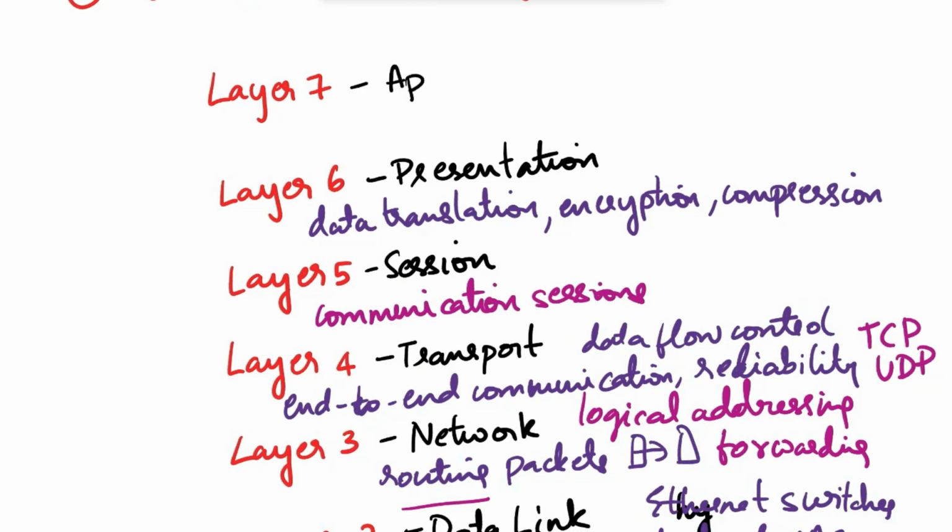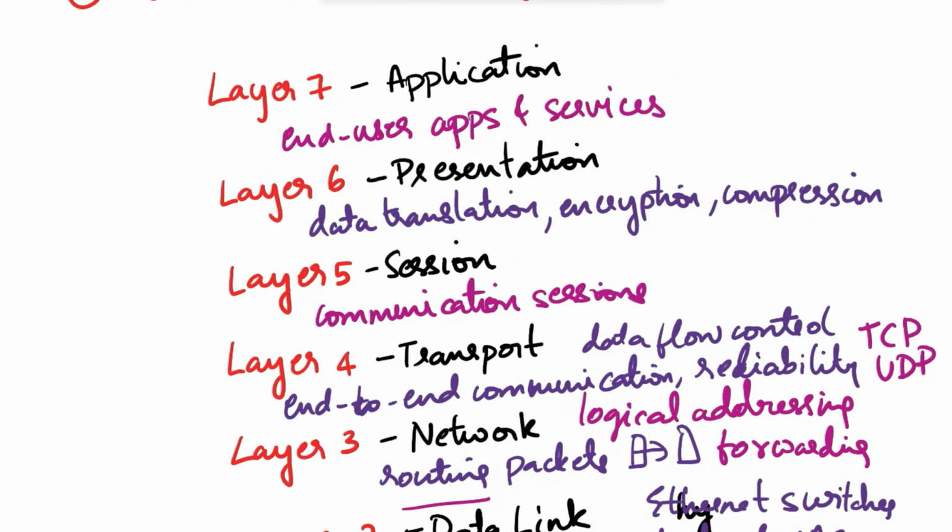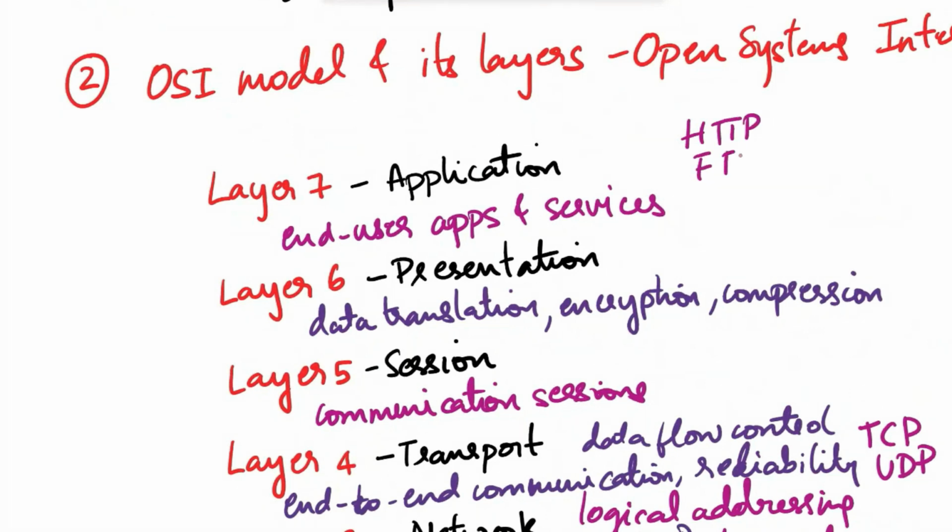Next is the application layer, which is the seventh layer, the topmost one. This interacts directly with the end user applications and services. It provides a user interface and services for applications, allowing them to interact with the network. Protocols like HTTP, FTP, SMTP, and DNS operate at the application layer.